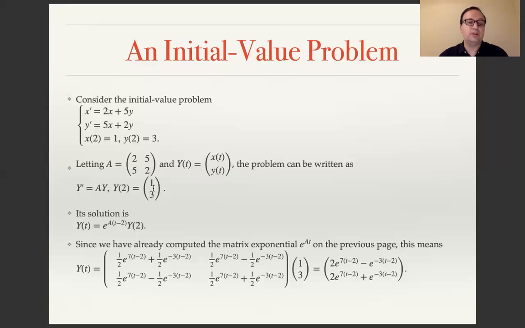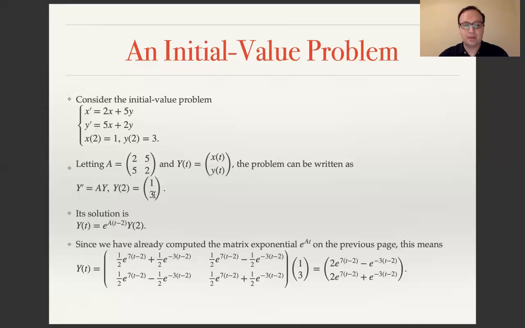And with the initial conditions, capital Y of 2 is the column vector with components x of 2 and y of 2. So it's the vector with components 1 and 3.